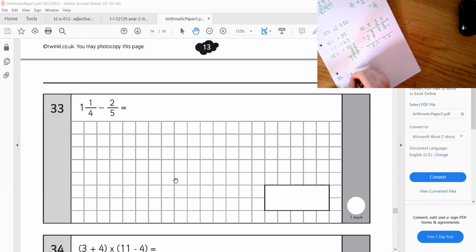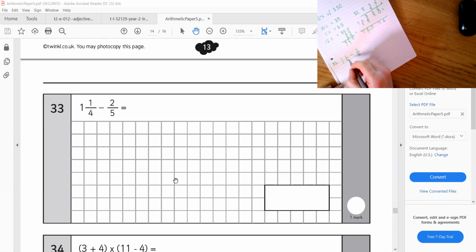1 hole, 1 quarter, take away 2/5. So now I need to find common denominators here first, don't I? So I need to put these into 20ths. Put them into 20ths. 4 times 5 is 20. So if I put my denominator as 20, 1 hole here, and times this side by 5. So 1 times 5 is 5, and times this side by 4. So 2 times 4 is 8.